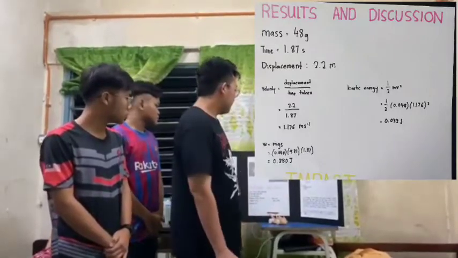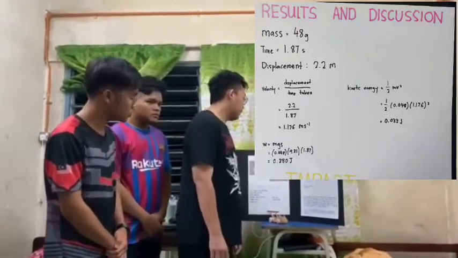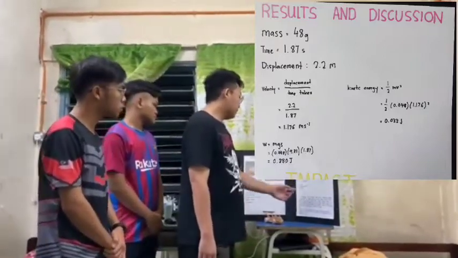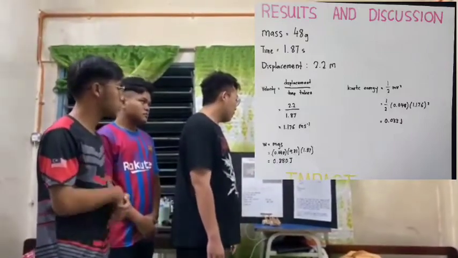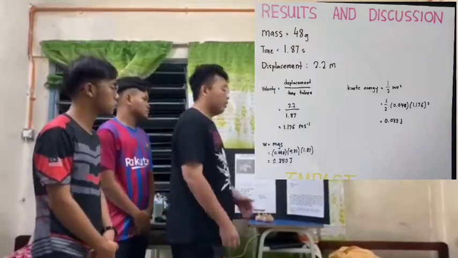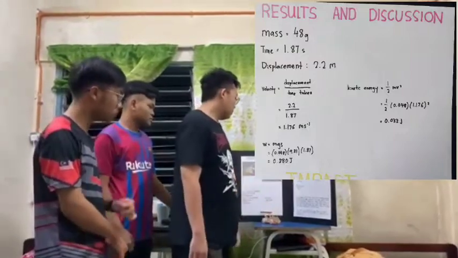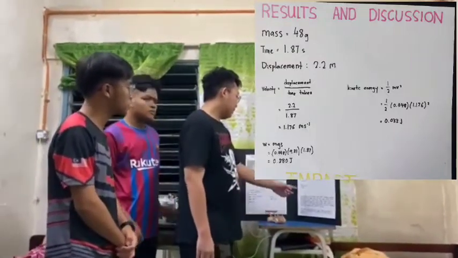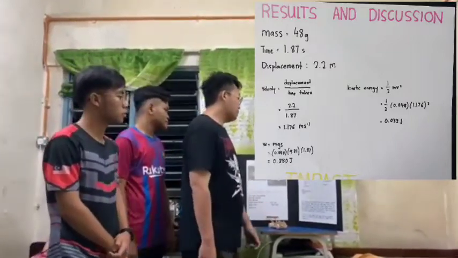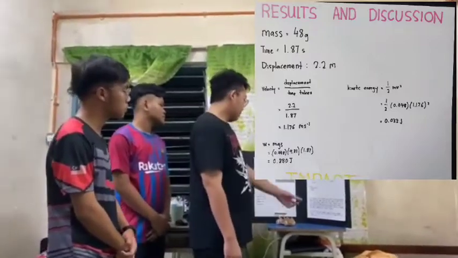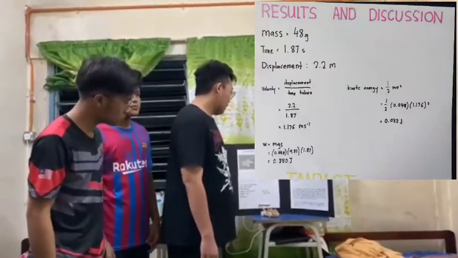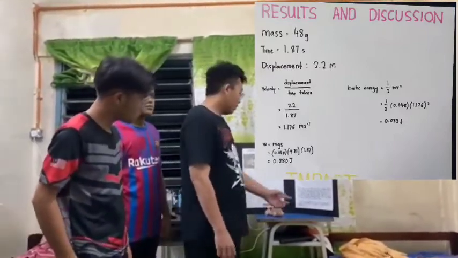After that, we also decided to calculate the velocity of the rubber band car, where we use the formula displacement over time taken. Displacement equals 2.2 meters over 1.87 seconds, and you will get 1.176 meters per second. After that, we try to find the work, where we use the formula mgs, where m is mass, g is gravity, and s is displacement. For the mass, we change the unit from grams to kilograms, equals 0.048 times 9.81 times 1.87, and you will get 0.880 joules.